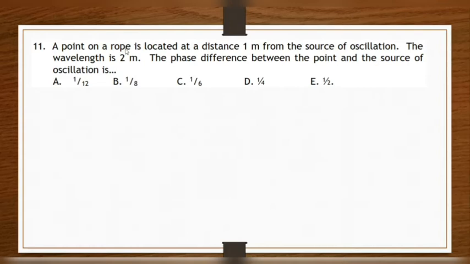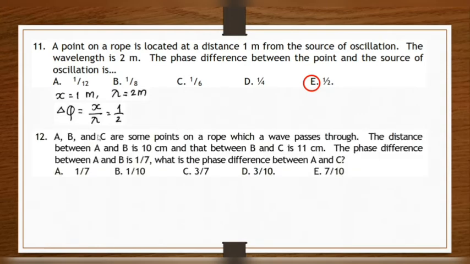Number 11. A point on a rope is located at a distance 1 meter from the source of oscillation. That is x, 1 meter. The wavelength is 2 meters. We want to find the phase difference between the point and the source of oscillation. Then we'll just use this equation. Delta phi is equal to x over lambda. X is given, 1 meter. Lambda is 2 meters. So the delta phi is a half. So the answer is E.